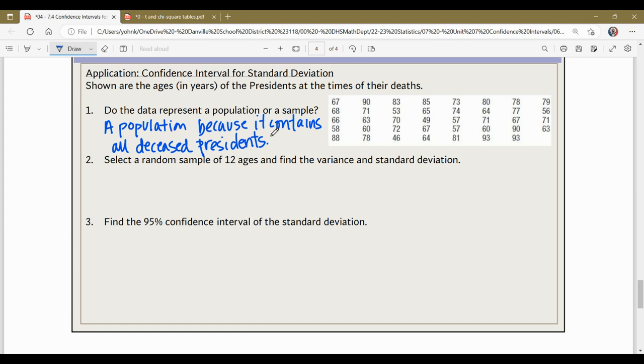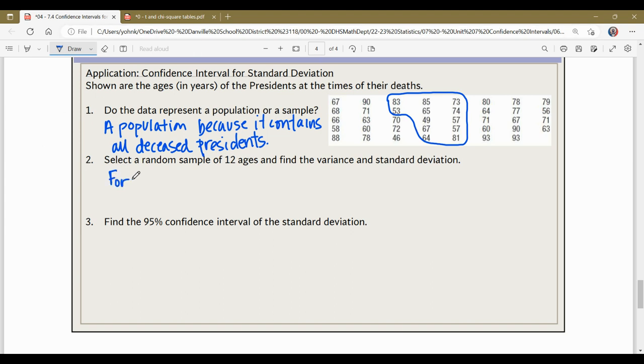Then the next question says to select a random sample of 12 ages and find their standard deviation and variance. So you pick any 12 numbers. I'm going to pick these 12 right here. You can pick whatever 12 you want to pick. Those are my 12. So circle your 12 and find the variance and standard deviation. That means go into your calculator, put your data in, and find your standard deviation and variance.